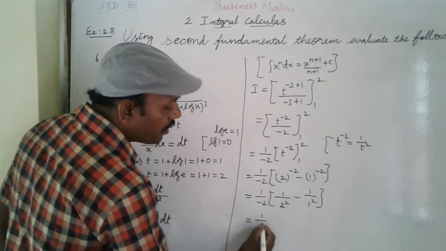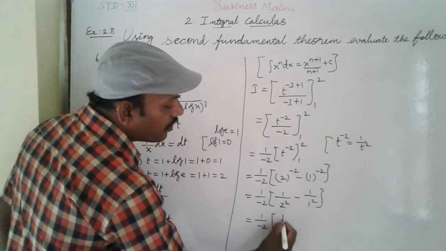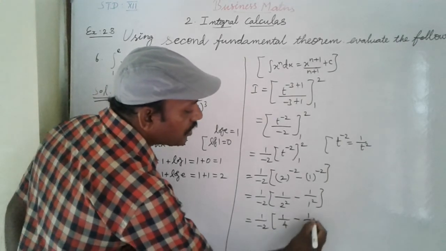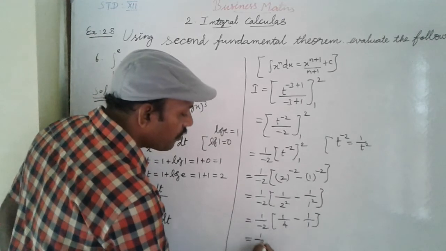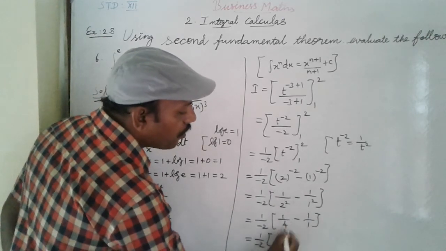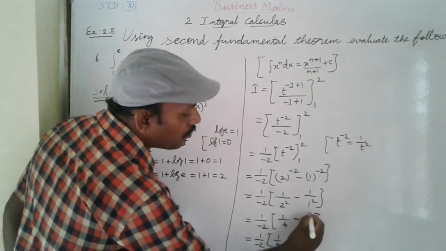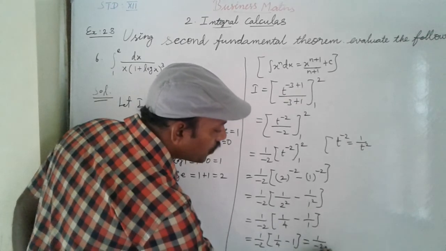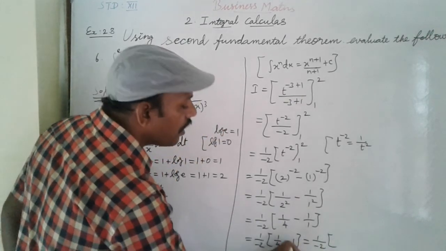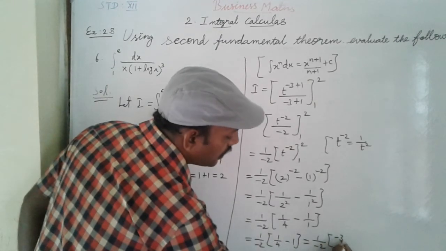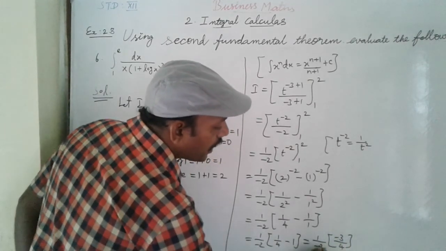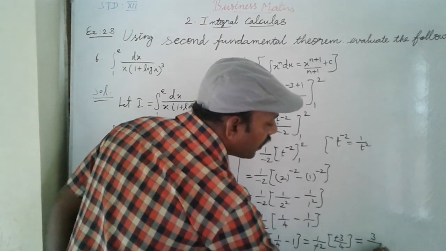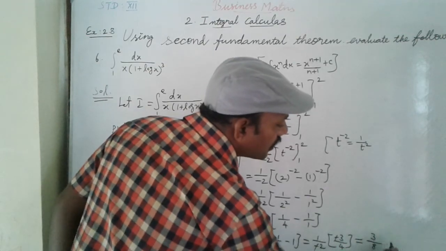That is equal to 1 divided by minus 2 into 1 divided by 2 square, which is 4, minus 1 divided by 1 square, which is 1. That is 1 divided by minus 2 into 1 by 4 minus 1. 4 ones are 4, so 1 minus 4 is minus 3, divided by 4. The minus and minus cancel, so 1 into 3 is 3, divided by 2 4s are 8. That's the answer.